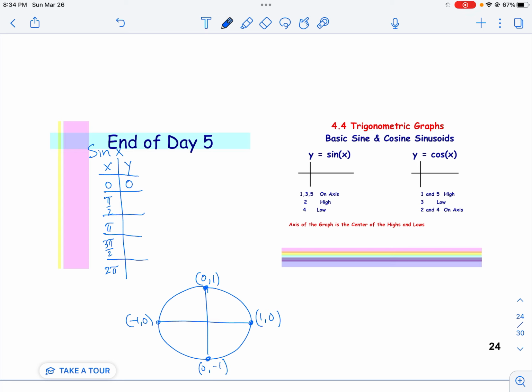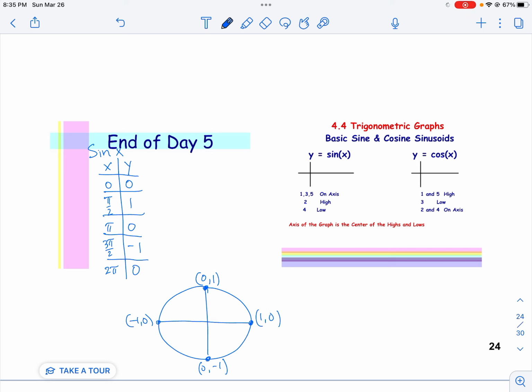Okay, so now we're thinking about all the y values. The y value at pi over 2 is 1. The sine, or the y value at pi, is 0. The sine, or the y value at 3 pi over 2 is negative 1. And the sine, the y value at 2 pi, back one full rotation here, is 0.